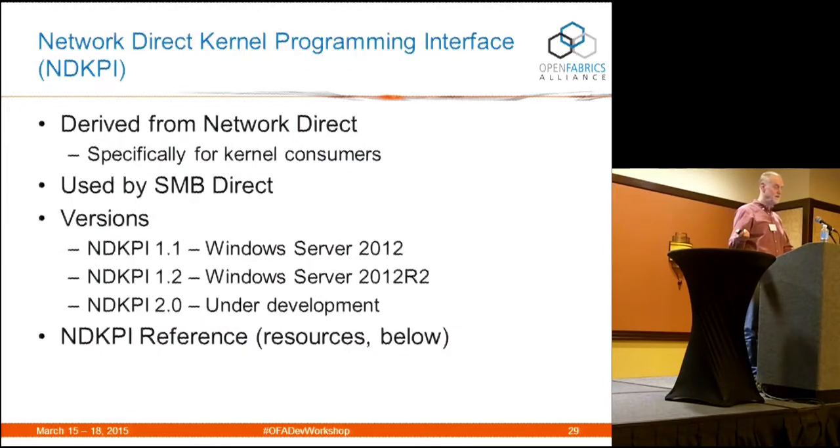And that's it. Oh, there's one more. There's the NDKPI. I threw this at the end. There's another version of Network Direct in the kernel. This is used by SMB Direct. Might be used by others in the future. There are 3 different versions. And there's an NDKPI reference online in the resources below if you're interested in it. You could write device drivers for Windows that would access RDMA using this tool.